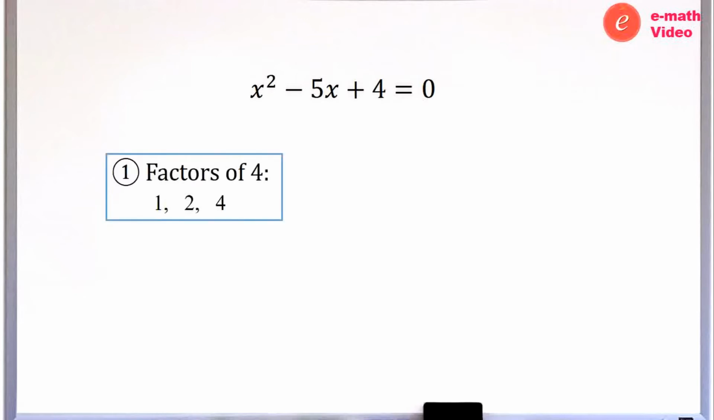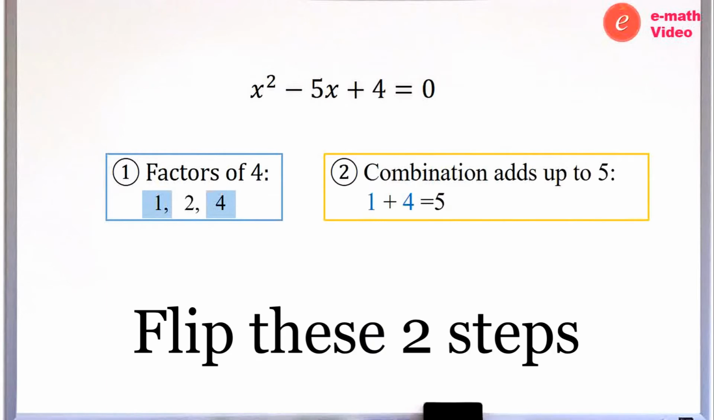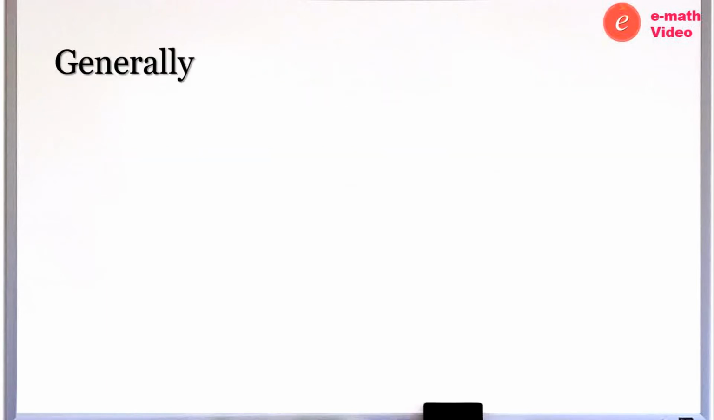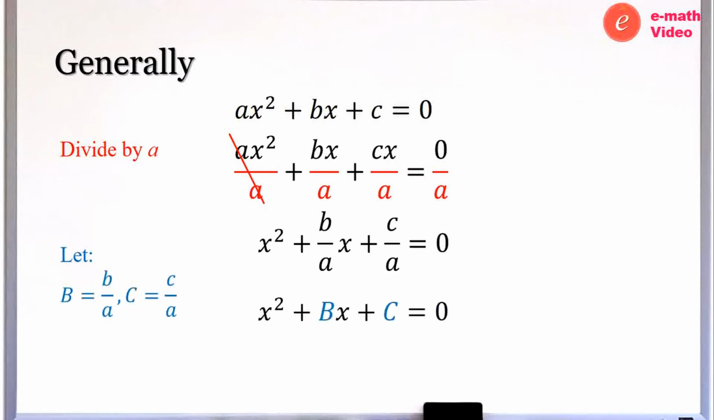To solve the equation that we formed just now, typically, we will first consider the factors of 4 and look out for the combinations that have a sum of 5. The idea of the new method is to flip these two steps. Generally, if it is ax squared plus bx plus c equals 0, we divide the whole equation by a so that the coefficient of x squared is 1. We let capital B equal b over a, capital C equal c over a, and let the roots of this equation be alpha and beta.